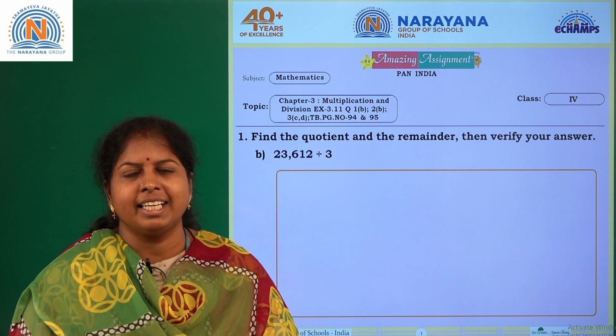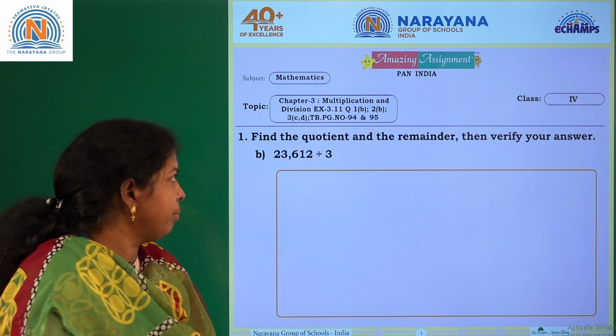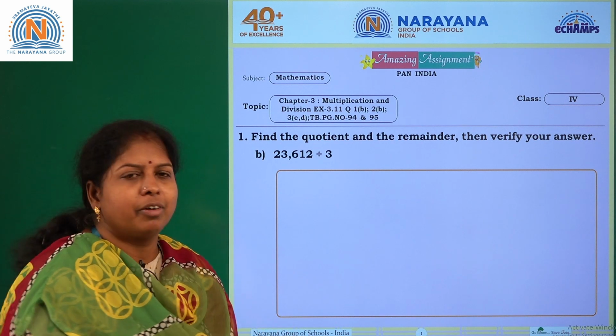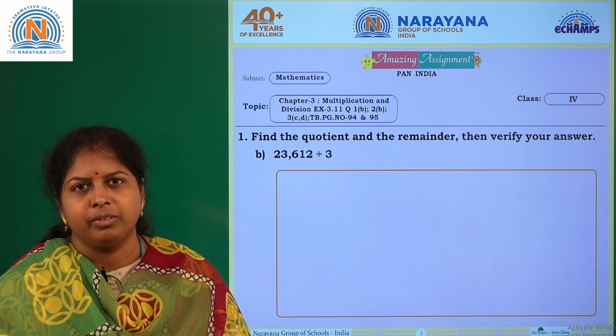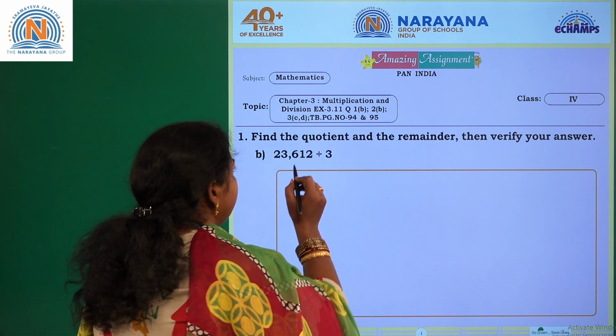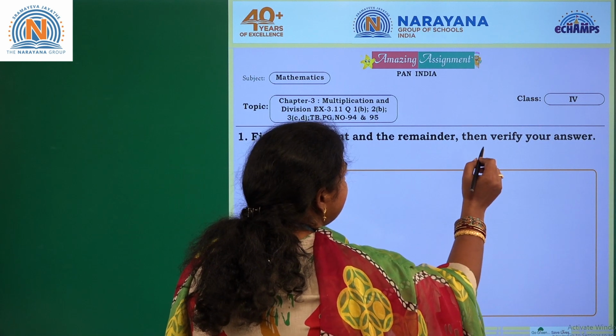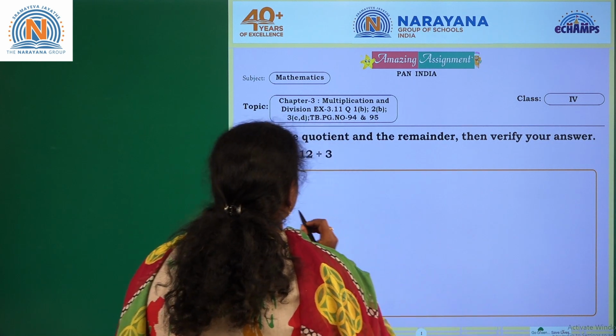Our today's amazing assignment is based on the multiplication and division chapter. For this you can refer to our textbook page numbers 94 and 95. What is our first sum? Find the quotient and the remainder, then verify your answer.